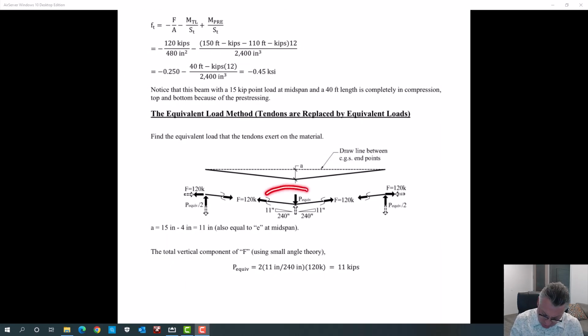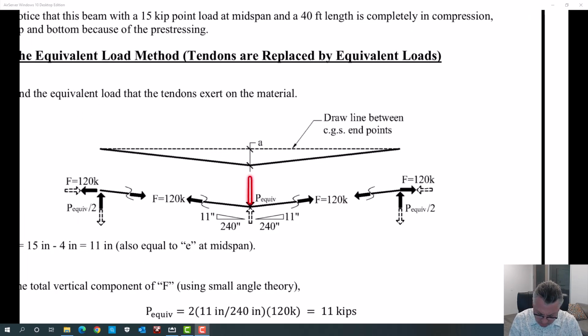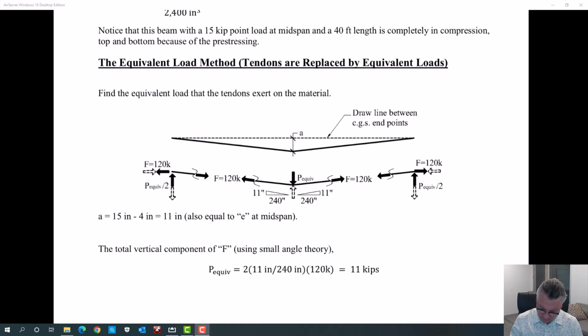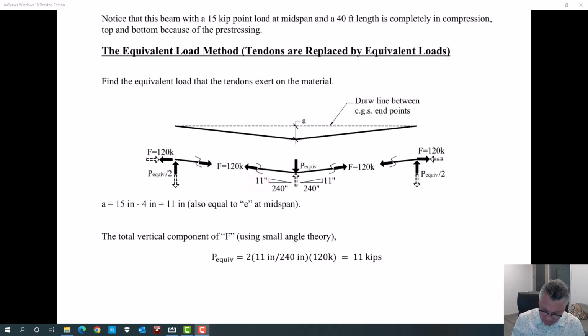If I just look at the tendon, this is the equivalent load acting on the tendon. This dashed one is the equivalent load acting on the concrete. I decided to draw it this way, a heavy reminder that these are all canceling each other statically. But I can calculate, again, that this tendon was going up 11 inches over 240 inches. It was doing the same thing on both sides. If you remember, that created 11 kips of equivalent load.